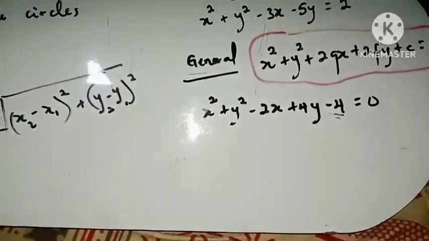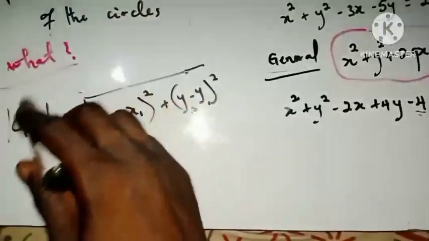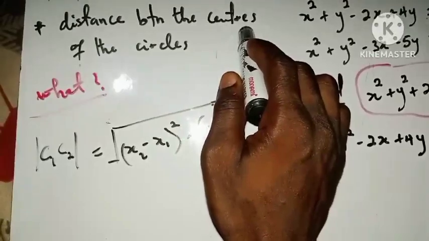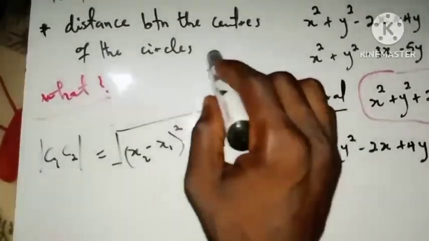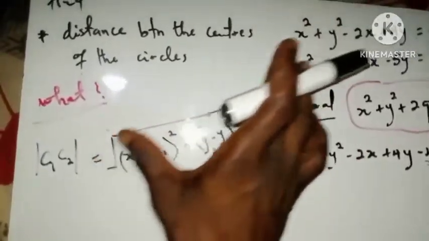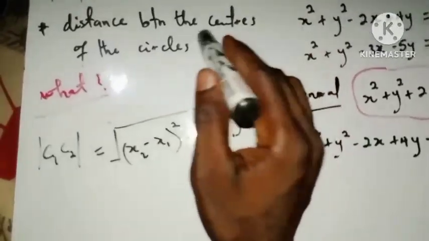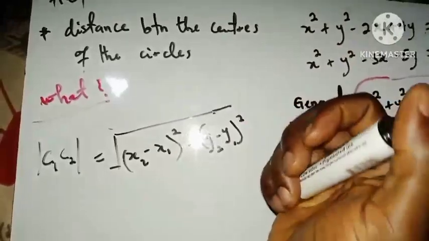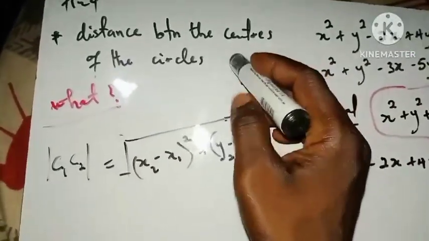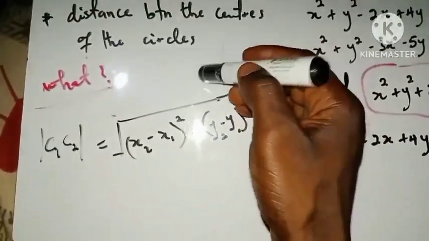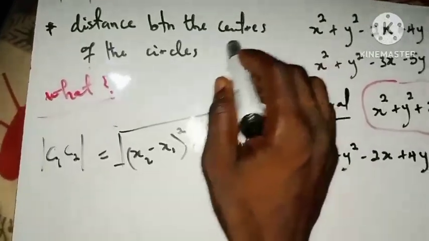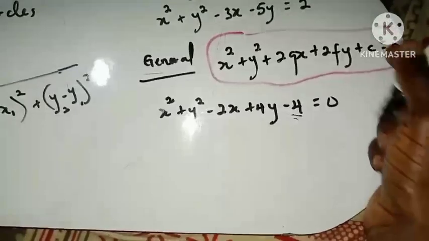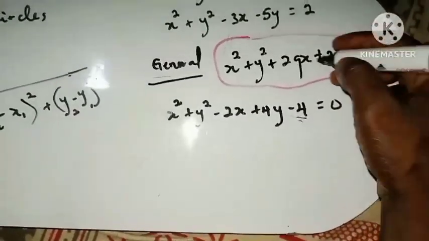Okay, now having that, remember this definition here is for the distance between the two centers, right? So the distance between the centers of the circles. Is that okay? So now we need to know the centers. The centers are x1 and y1, and then the second center is x2 and y2, right? So the centers are what we are going to find a difference between. So we need to derive the centers from the equations given to us.